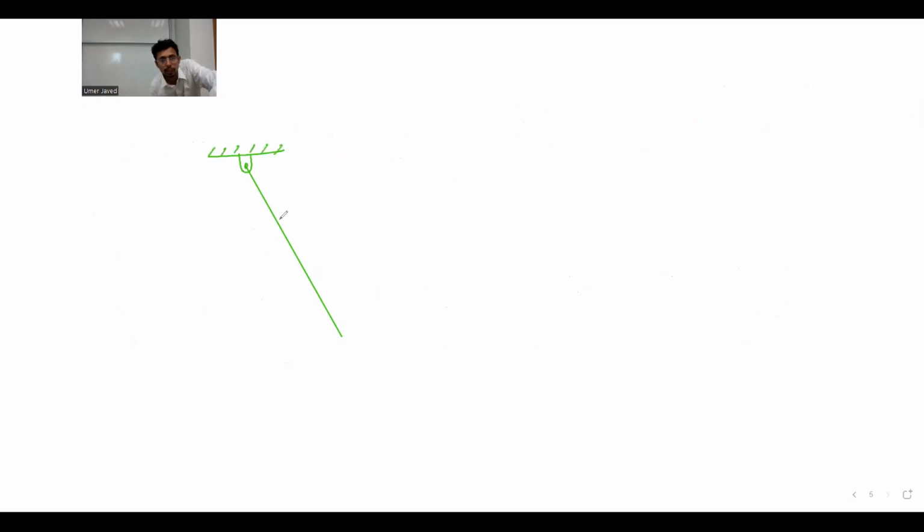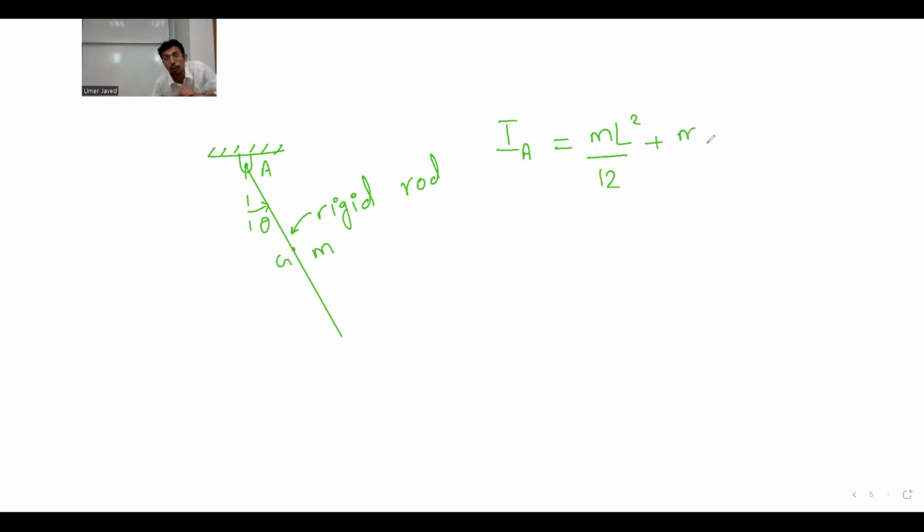This is a rigid rod. It has mass m. This is theta. So if you have to talk about, this is A, then moment of inertia of this rod about point A is, this is the center of mass G, ml square by 12 plus m multiplied by L by 2 square. So it comes out to be ml square by 3.